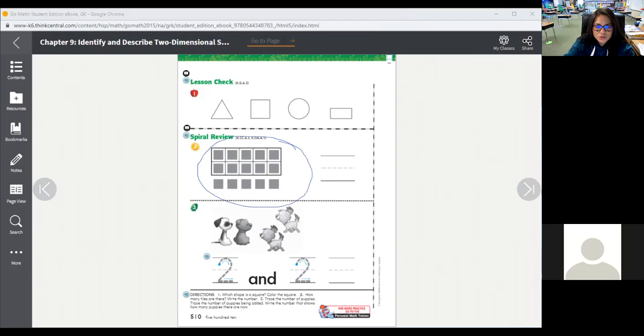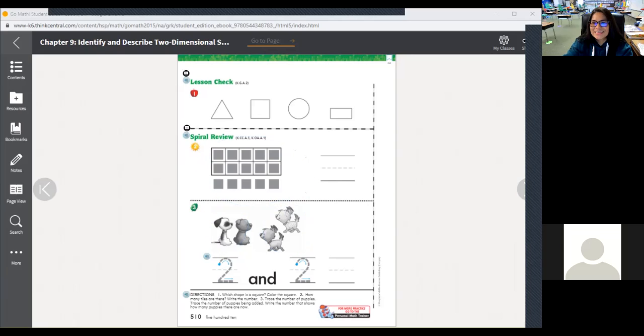And then down here, we're going to trace 2 because there's 2 puppies and two more puppies. How many altogether? 2 and 2 is how many altogether now? Okay, that's your homework. 4. Yeah, that's right. All right.